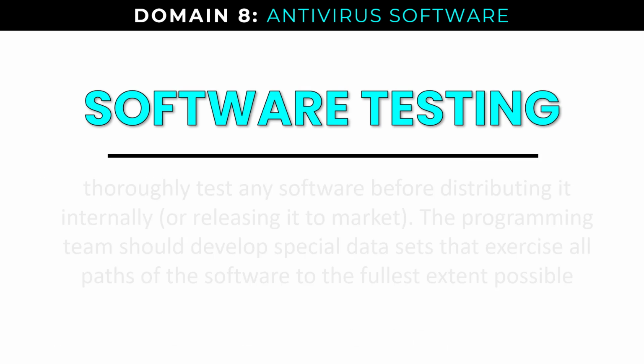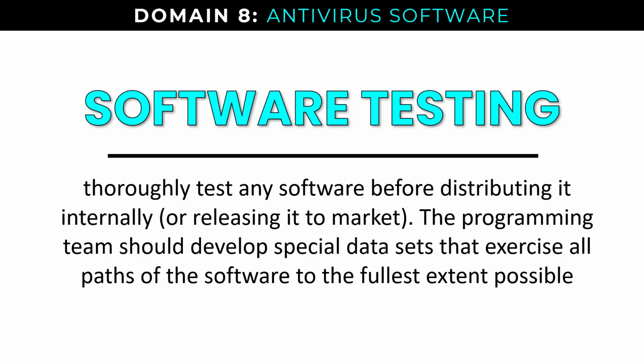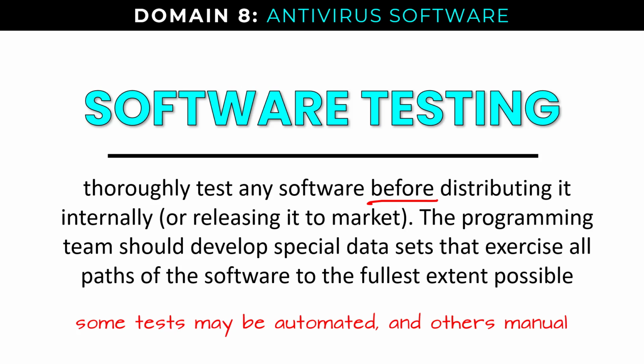Next up is software testing. So we have to test software thoroughly before we distribute that software. And the programming team, generally speaking, should develop special data sets that allow us to exercise all the paths of software navigation in an application to the fullest extent that's feasible. And some tests may be automated and others may be manual. So user experience testing, for example, that's typically going to be a manual test where a real person performs tests according to a plan and reports back their experience. They perform a task, they look at the actual result versus the expected result, for example.